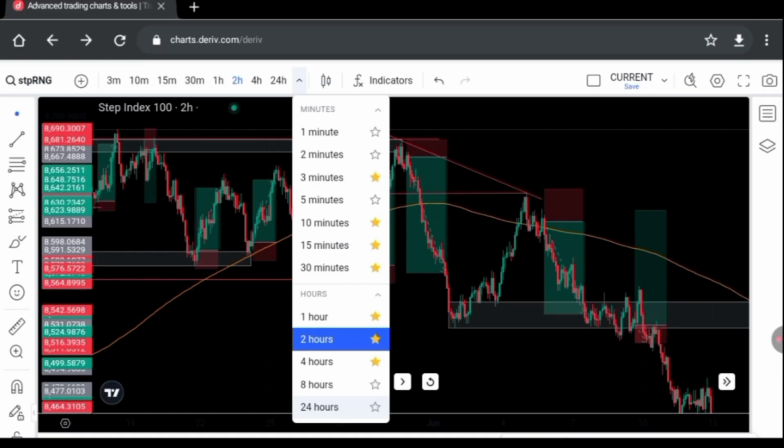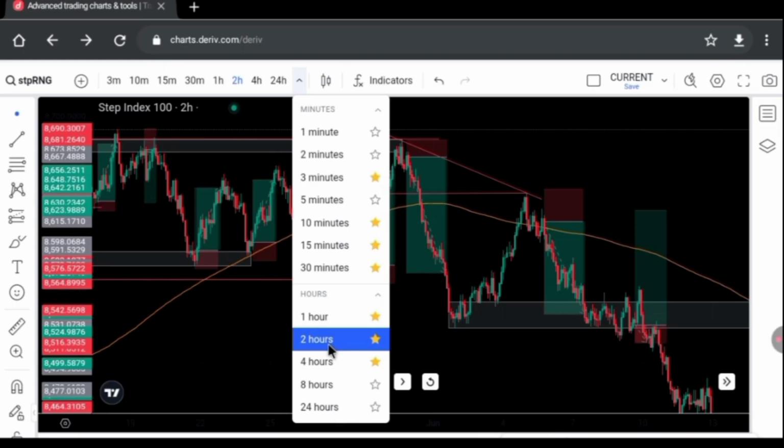So after using the higher time frame, I go down to the medium time frame, which falls between 15 minutes to 2 hours, which is 15 minutes, 30 minutes, 1 hour, 2 hours. I use this to study the market structure for more details and draw my zones. This is me analyzing. This is how I analyze.